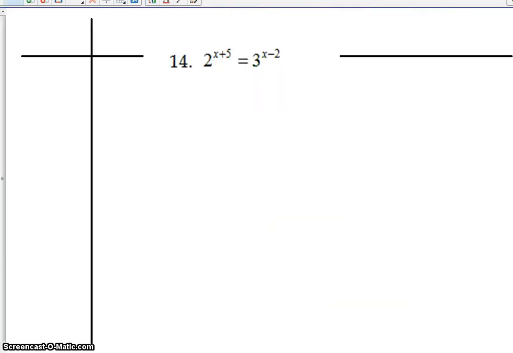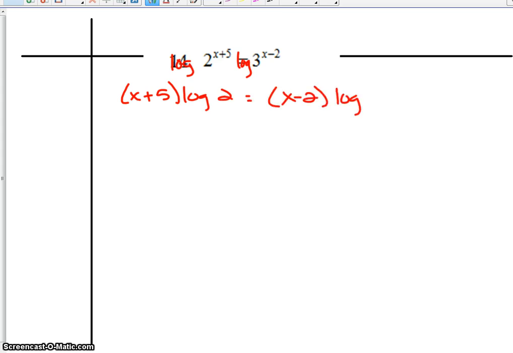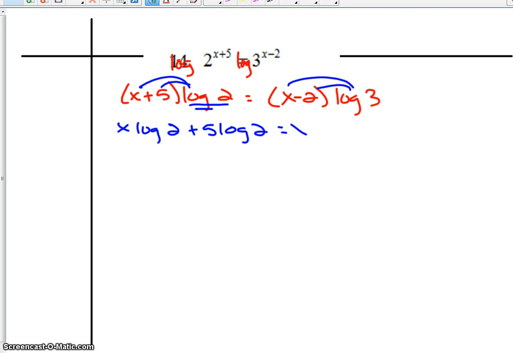Now, here's the reason why I like to deal with this distribution idea: it comes into play when I have a variable on both sides of my equation. So again, I see my variables in the exponents, take the logarithm of both sides, bring the exponent out in front. I think by now we probably are feeling pretty good about that step. There are other ways to do this, but for consistency, I always like to distribute. So I'm going to have x times log of 2 plus 5 times log of 2. Over here, I'm going to distribute x times log of 3 minus 2 times log of 3.